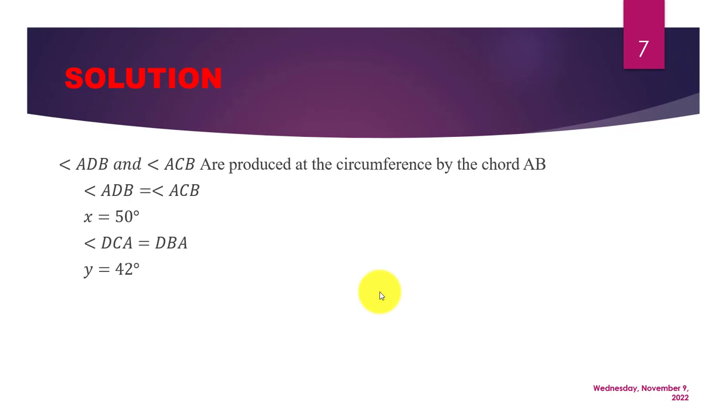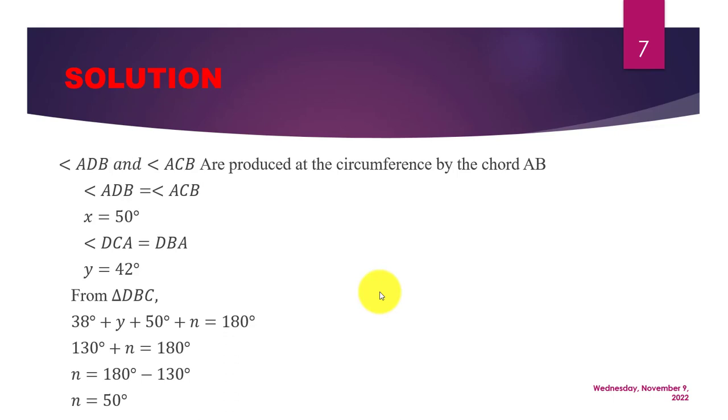Also, angle DCA is equal to angle DBA. By the same theorem, we say angle DCA is equal to angle DBA. Therefore, y is equal to 42 degrees. I'll come back to the diagram and explain it better.